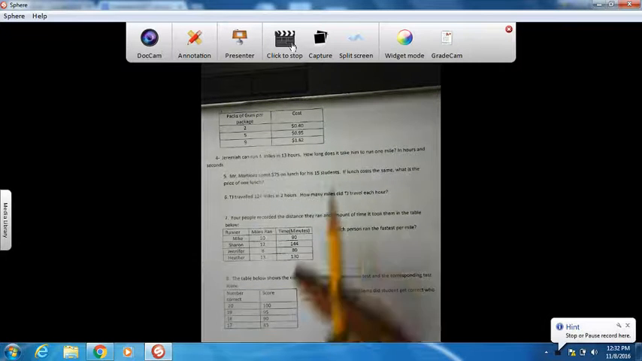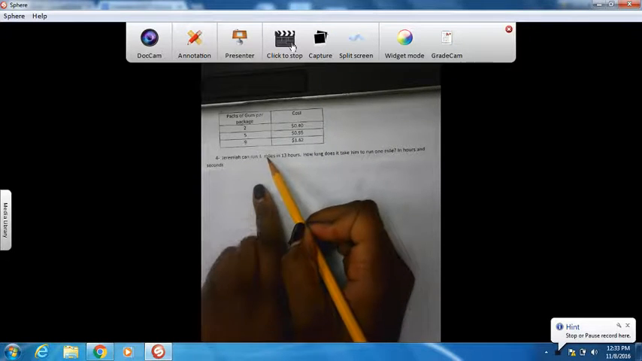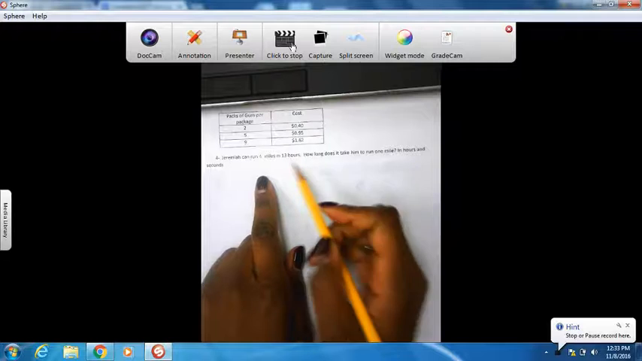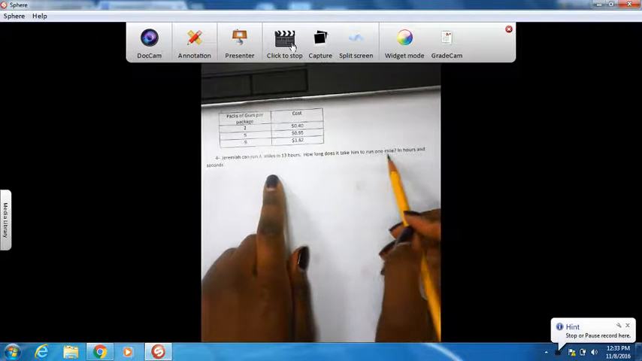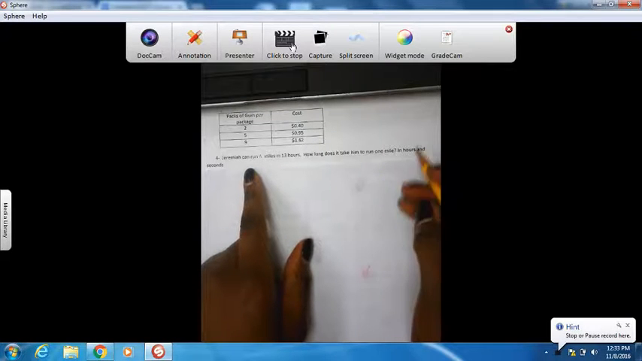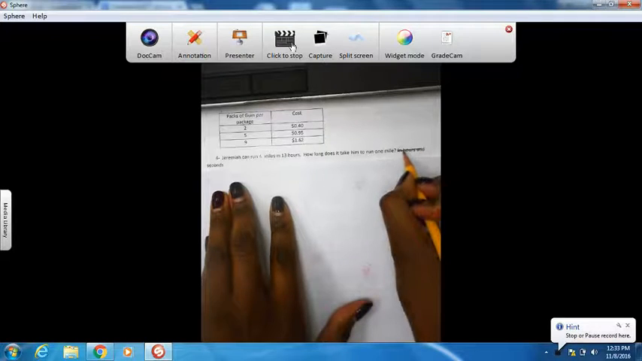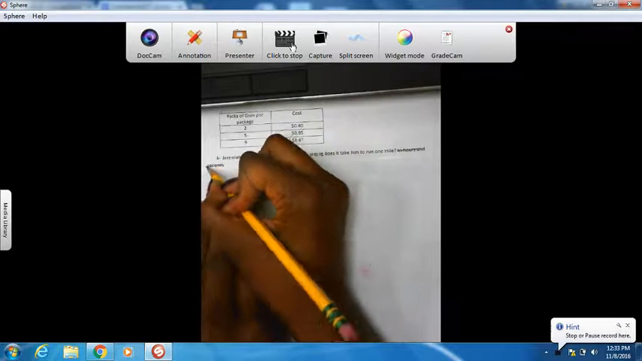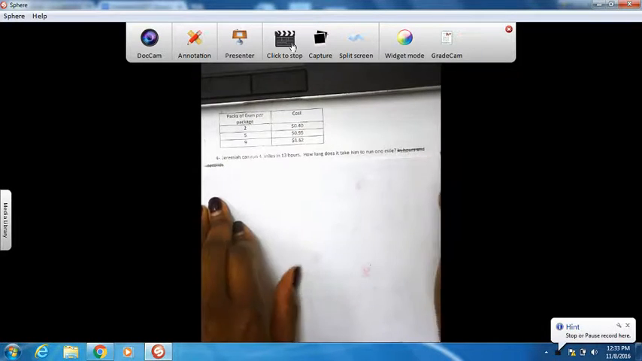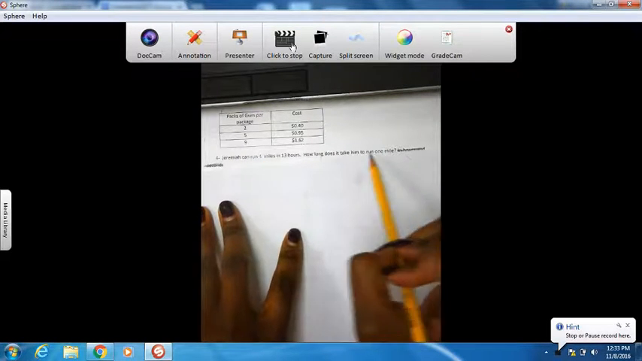All right, let's take a look at number 4. Jeremiah can run 4 miles in 13 hours. How long does it take him to run 1 mile in hours and seconds? That was a little confusing. So we're going to actually ignore this part of the question. So Jeremiah can run 4 miles in 13 hours. How long does it take him to run 1 mile?